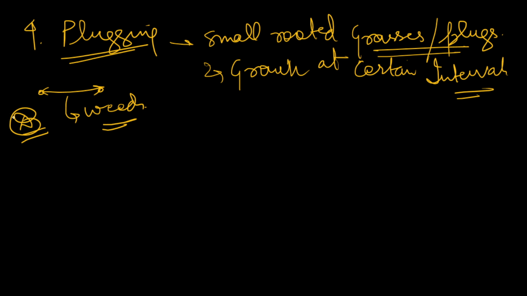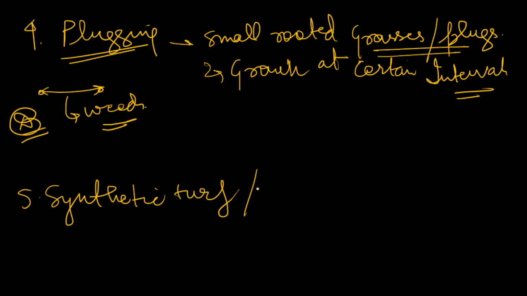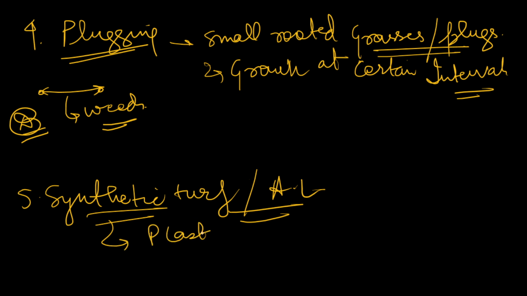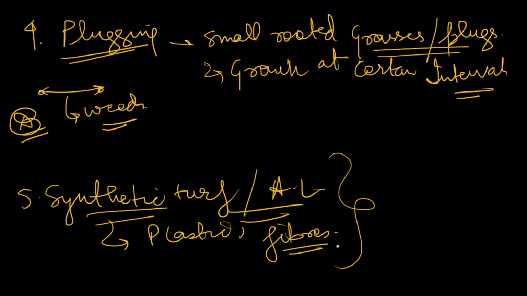Next, you can also mention synthetic turf. Number five, synthetic turf or artificial lawn. This synthetic turf is not the real turf. The grasses here are made of plastic or some fibers, and these are maintenance free. But this is not eco-friendly landscaping. Still, it is done in urban areas, in houses, in our balconies. So this was about the various methods of preparing a lawn in India.